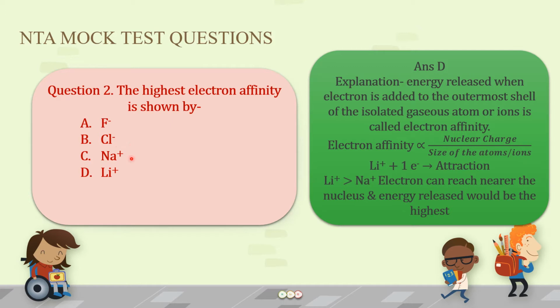Now out of lithium and sodium ions, which one will have a greater electron affinity? Well, it will be lithium. Why lithium ion? Because the electron can reach nearer the nucleus and the energy released would be the highest because of the small size of the lithium ion. So here the highest electron affinity is going to be shown by the lithium ion.